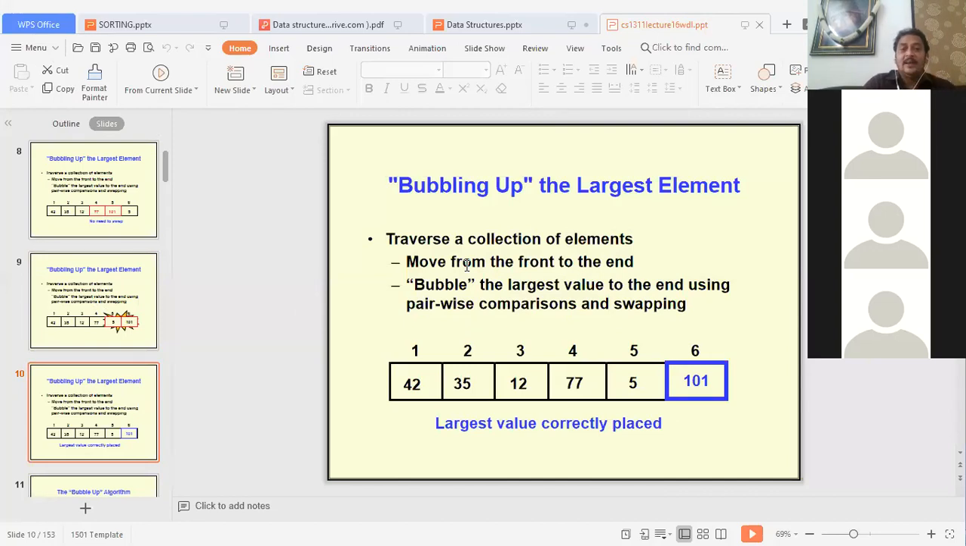Traverse a collection of elements. Bubble up the largest element. And always we are trying to place the largest element in its appropriate position. That is most important. The appropriate position for the largest value is ultimately at the end. Always our aim is to move the biggest element to the last position. You can call it the end also.